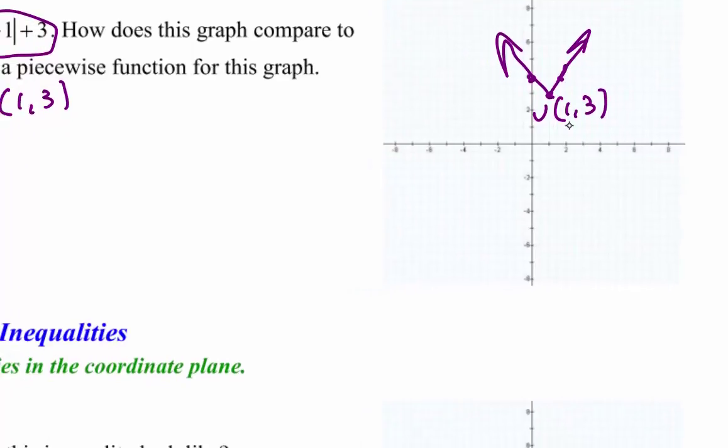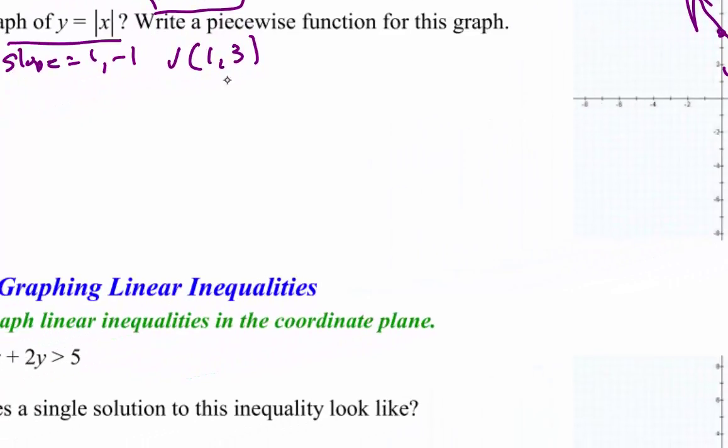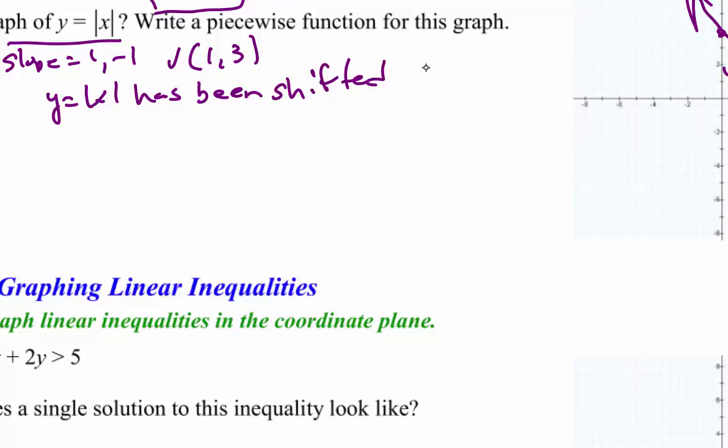So how does it compare to the graph of y equals the absolute value of x? Y equals the absolute value of x has been shifted 1 unit right, 3 units up. So it's like a 1 unit right, 3 units up shift. Okay, so let's write a piecewise function.